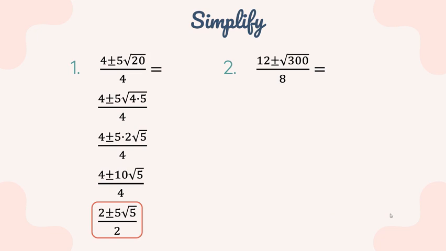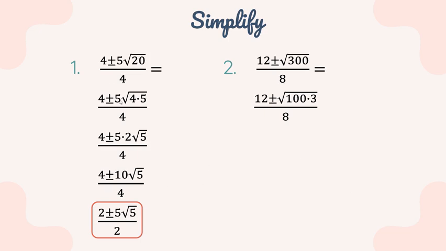Okay, this next one we have over here. Again, we're going to start by simplifying the radical. What goes into 300 that is a perfect square? It ends in 100, so I'm going to go ahead and say 100 times 3 is 300. Well, what is the square root of 100? Well, the square root of 100 is plus or minus 10.